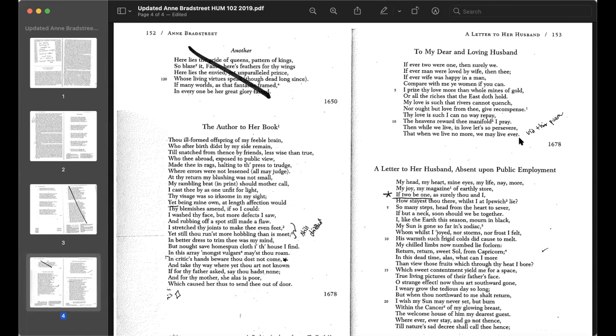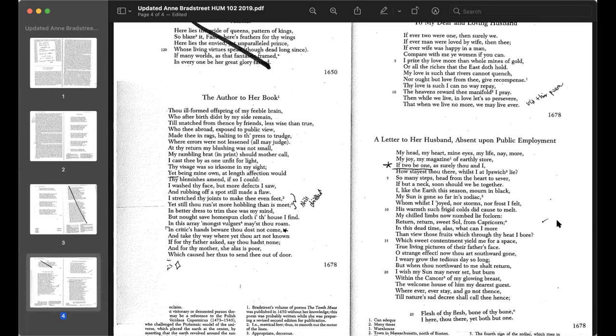As is the last one, A Letter to Her Husband Absent Upon Public Employment, which speaks not just of her love for her husband, but of missing him when he's gone. It's a sentiment that I think maybe we all understand if you've ever been separated from someone you care about, whether, obviously, it doesn't have to be a spouse, just someone you love. And this is what she gives voice to in this poem.